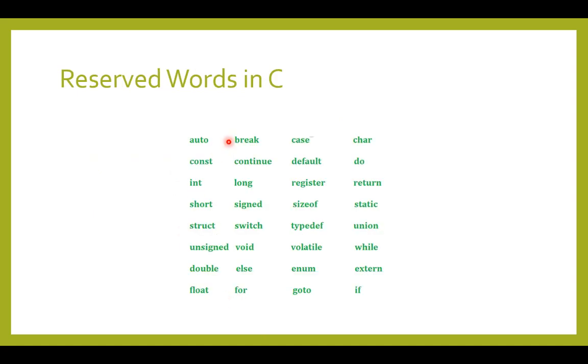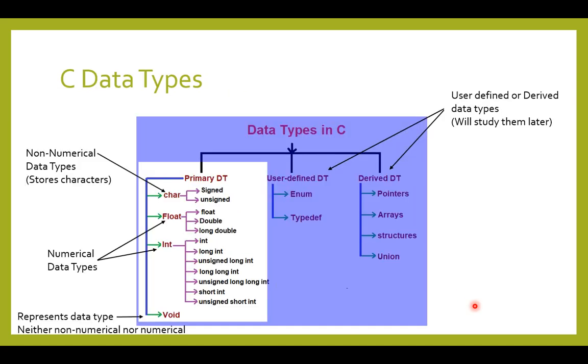Okay. Now those are the reserved words, or the restricted words, that you can't use as a variable name because they are keywords in the C programming language. Right. So let's look at the C data types.